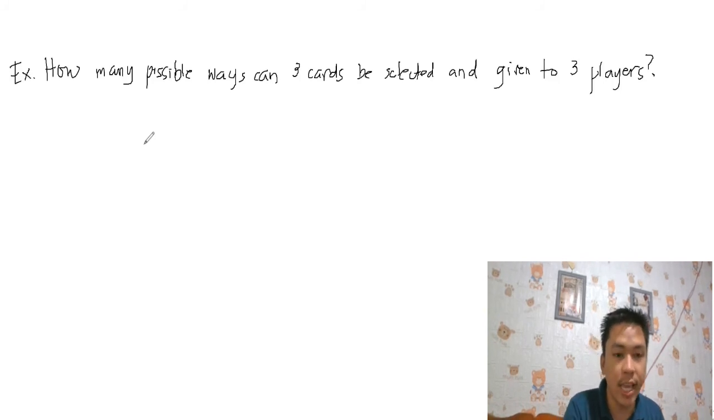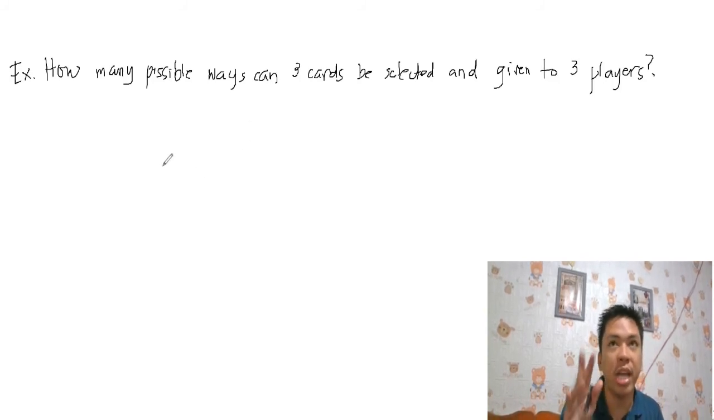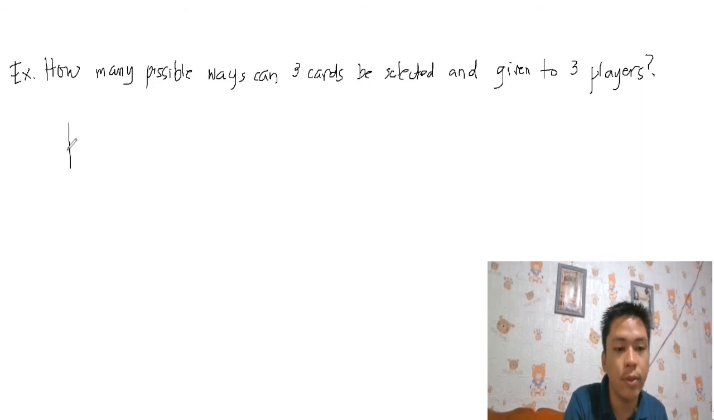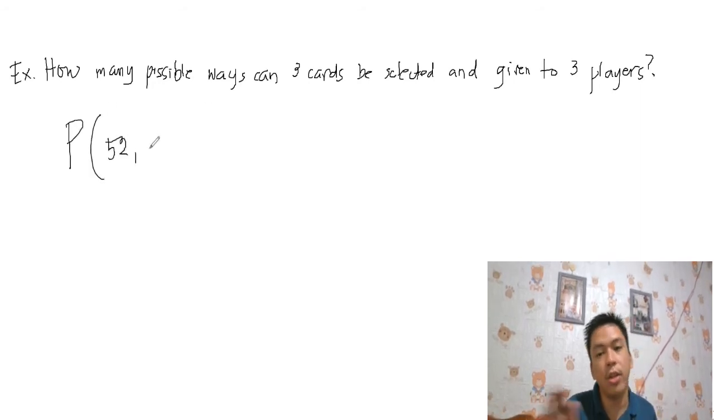So this is actually an arrangement, because you're arranging possible items for you to get three cards to be given to three players. So basically you have P(52, 3). That's it, and you'll be the one to compute that.